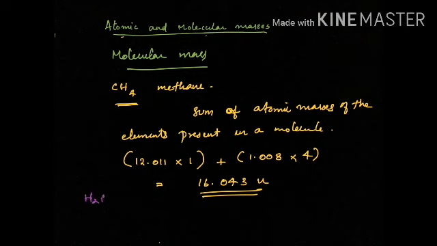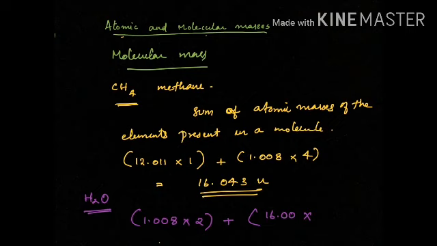Okay, how can we find out the molecular mass of water, H2O? How will you find it out? The atomic mass of hydrogen is 1.008 into how many atoms of hydrogen are there? 2, right? Plus oxygen. The atomic mass of oxygen is 16.00 into how many atoms of oxygen are there? Only 1. So you will get the answer as 18.02 U. So this is how you need to do the molecular masses. But in certain cases you can see that the molecules will be existing in the form of crystals, right?